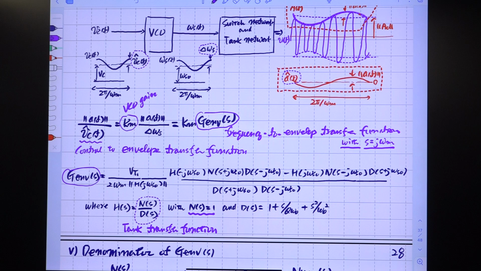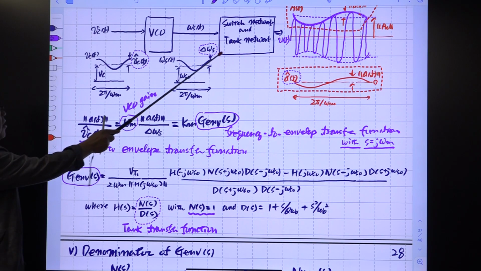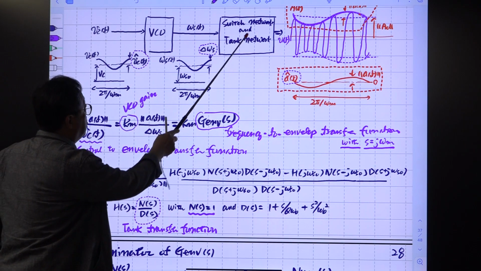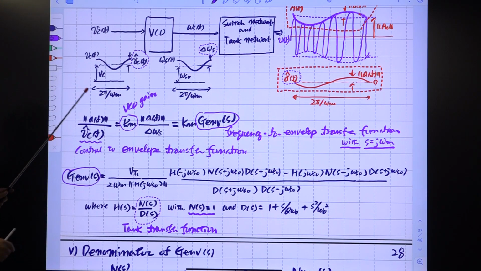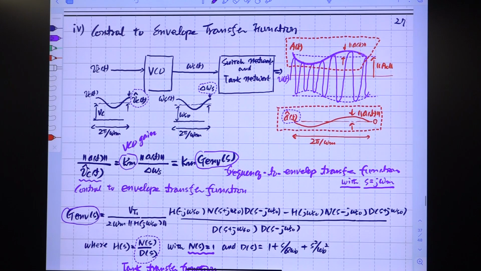Okay, this summarizes what we have done so far. So we started with this. This was the input, and with this switch network and tank network, we have this one. Now we are trying to find the control voltage to output transfer function, the control voltage to envelope transfer function.